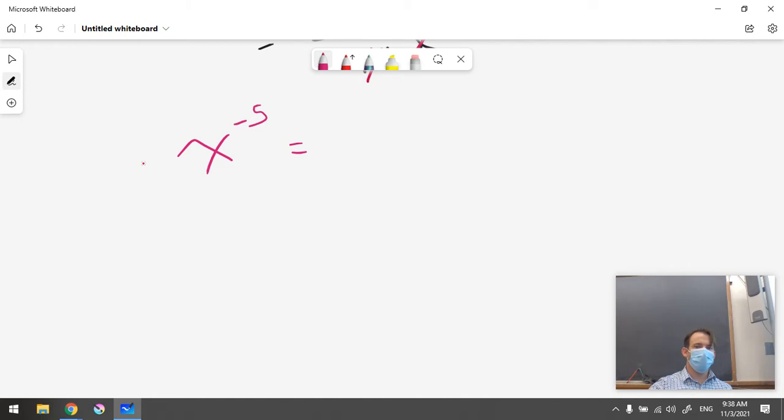So this negative has a habit of sending the whole thing to the bottom of a fraction. So, Suraj, what will I have? 1 over x to the power of 5. So the negative just sends it down to the bottom. 1 over x to the power 5.